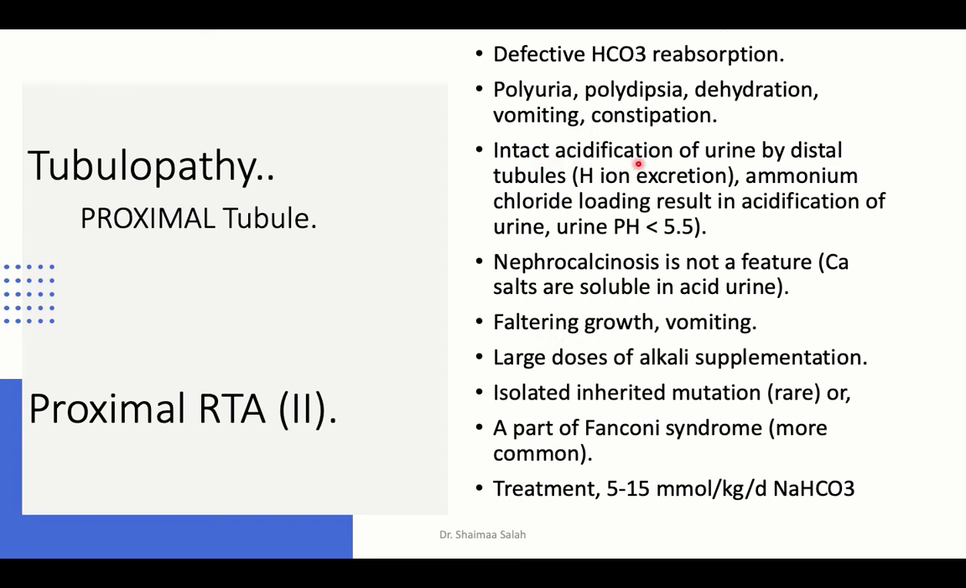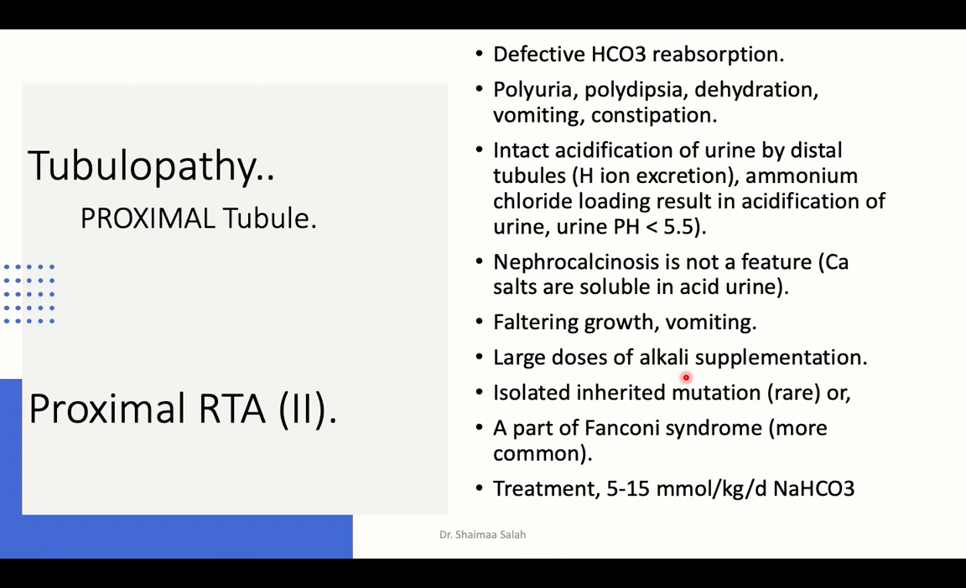We have here intact acidification of urine. So ammonium chloride loading will result in acidification of urine. This is important for differentiation from distal RTA. Nephrocalcinosis is not a feature here. Calcium salts are soluble in acid urine, and so we don't have nephrocalcinosis or hypercalciuria in proximal RTA.